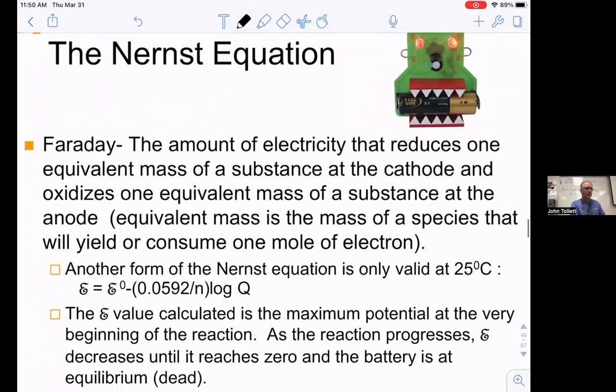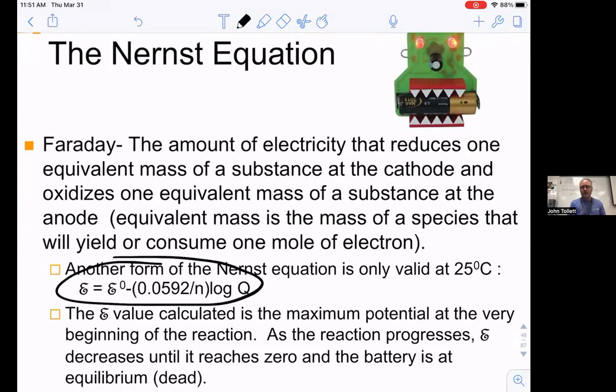Another commonly used manipulation of the Nernst equation is down here on the bottom, because most of these reactions are done at 25 degrees Celsius. The 25 degrees C, Faraday's constant, and the natural log are all combined into a single number, which now gives you log Q instead of natural log Q, and the number 0.0592 instead of all that other nonsense. This is the one that you'll most frequently use. If there is a manipulation in temperature, though, you have to use the previous, the full Nernst equation.